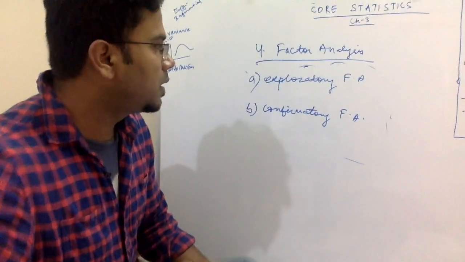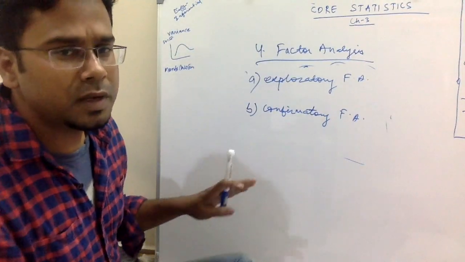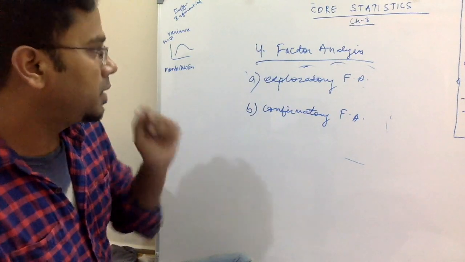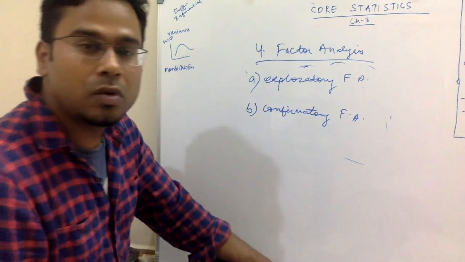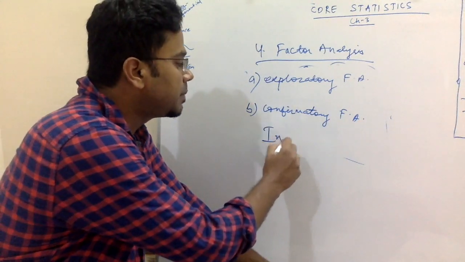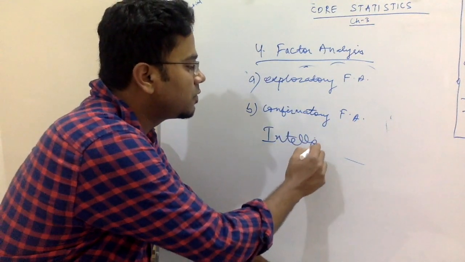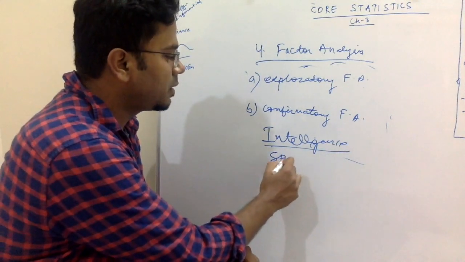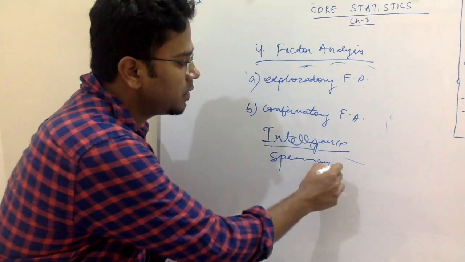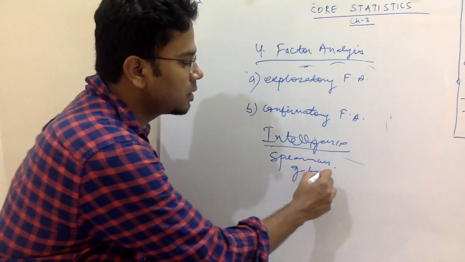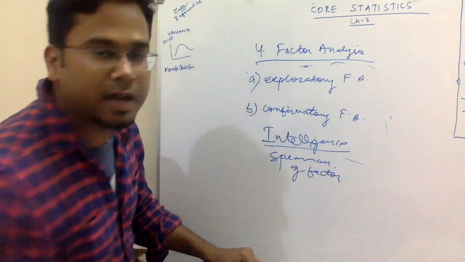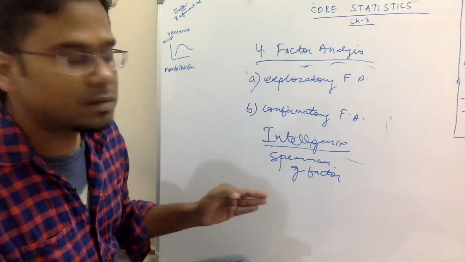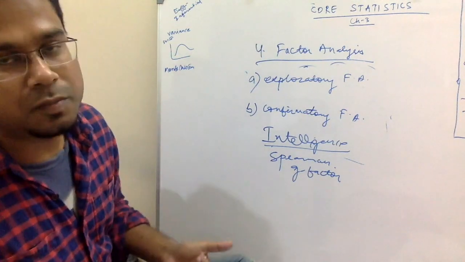Now, this is what they will ask from factor analysis. Apart from this, they can maybe ask you for examples. If you go and read the intelligence chapter, there is a lot of use of factor analysis there. For example, Charles Spearman has given a theory about the G factor and S factor. So he concluded that one is a general factor and one is a specific factor.